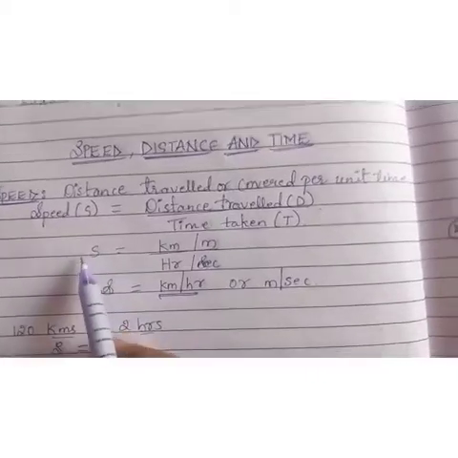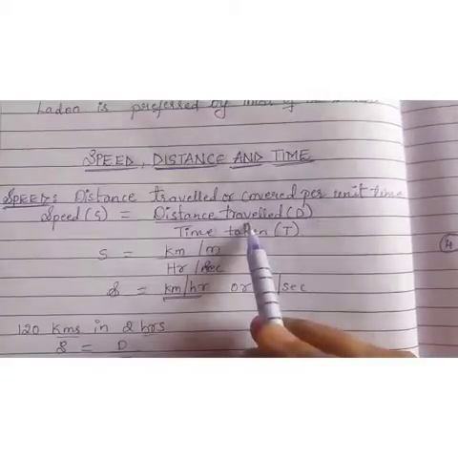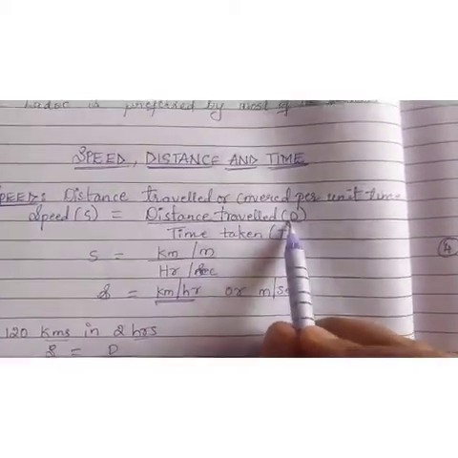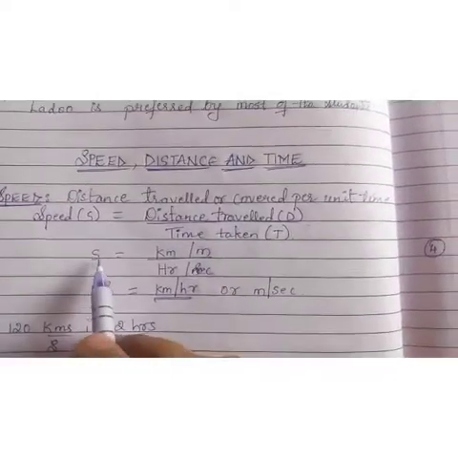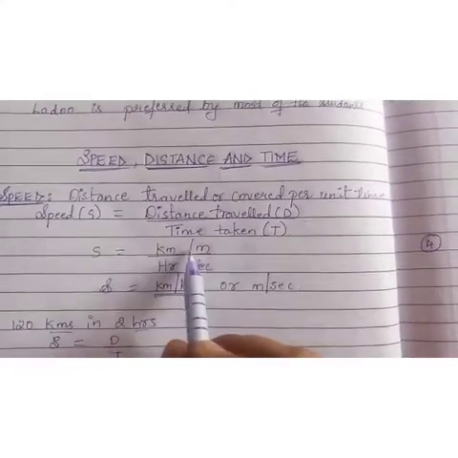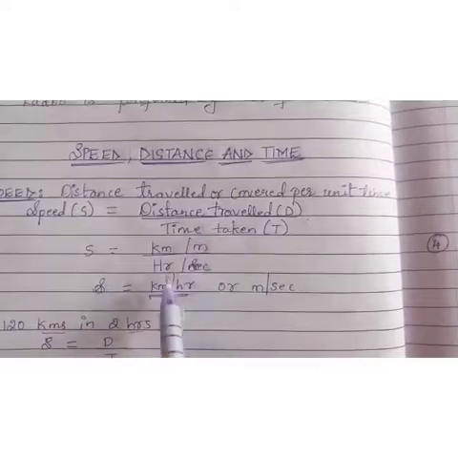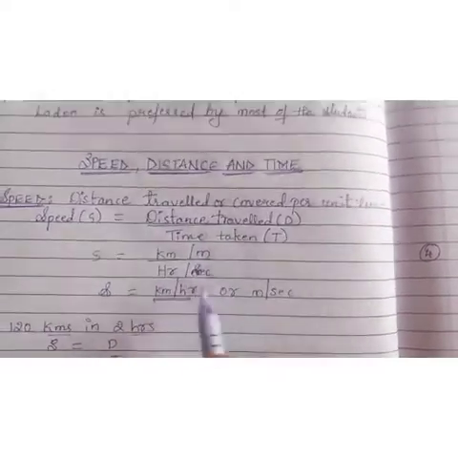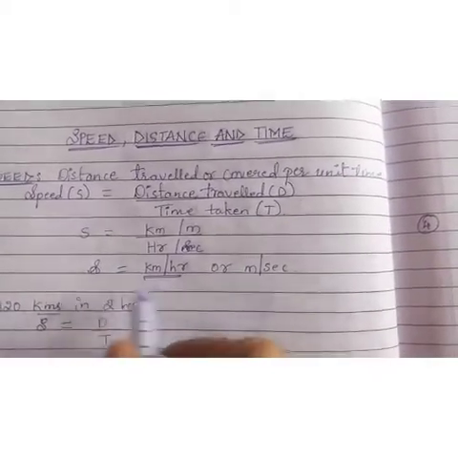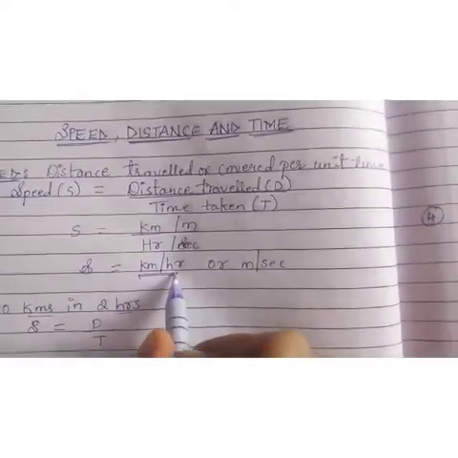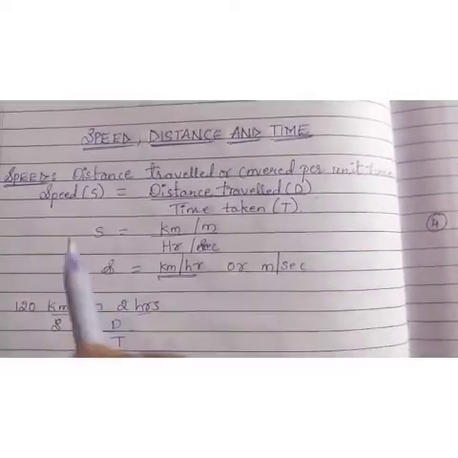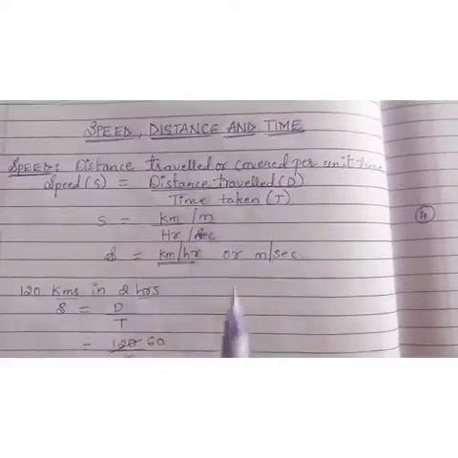So we can give the formula for speed as distance traveled upon time taken. So distance traveled is given in general by the letter D, time taken as T. So the unit which we can use for distance traveled is kilometers or meters, whereas for time we can consider hours or seconds. So speed is equal to kilometers per hour or meters per second. So children, the formula to find the speed is distance traveled upon time taken.